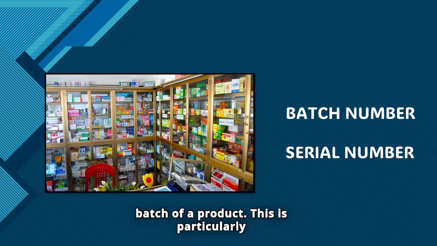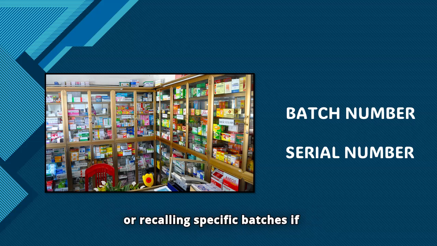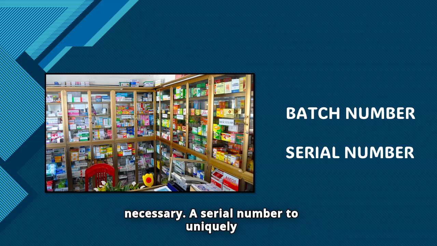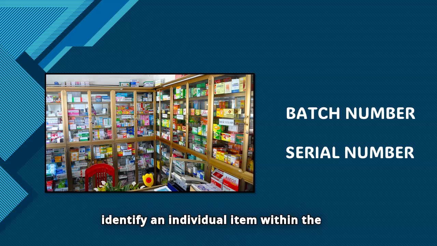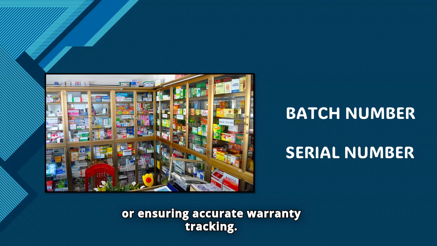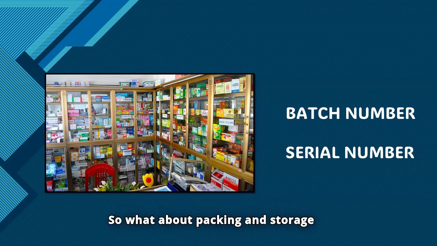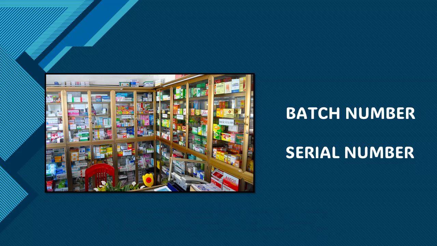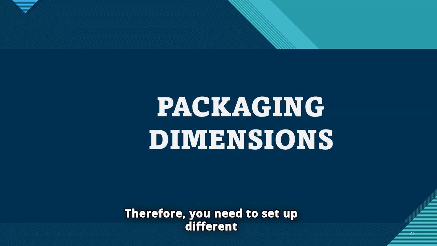This is particularly important for managing expiration dates or recalling specific batches if necessary. A serial number to uniquely identify an individual item within the batch. Useful for high-value products or ensuring accurate warranty tracking. So what about packing and storage dimensions? Organizations pack and store products in different ways. Therefore, you need to set up different physical dimensions to support your processes.